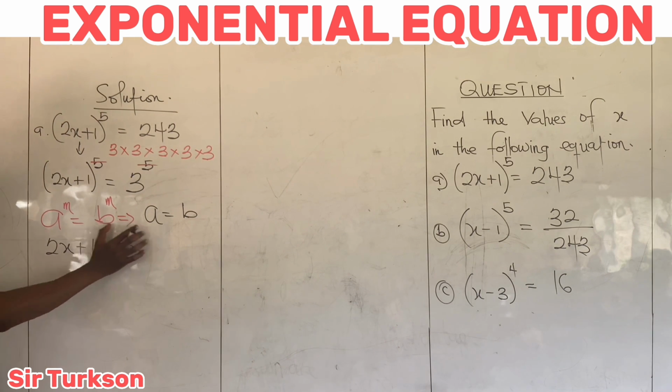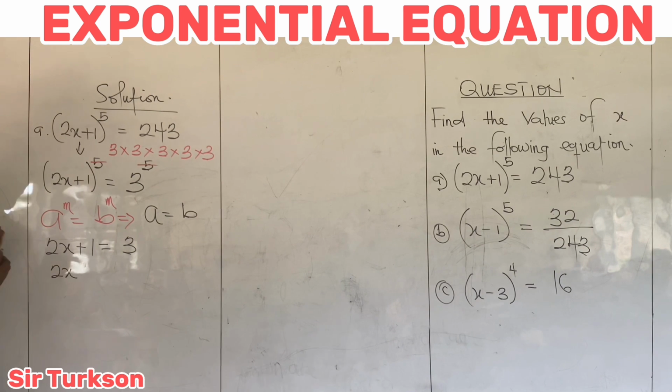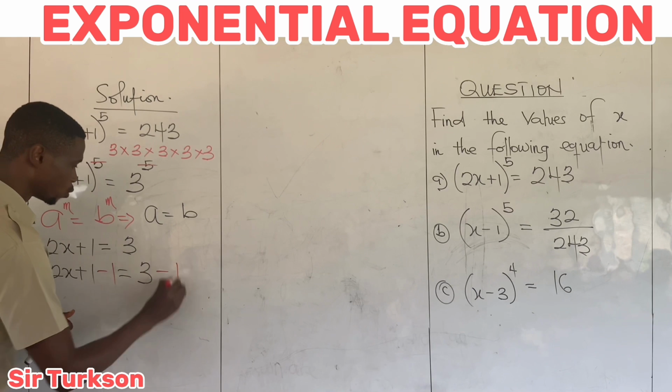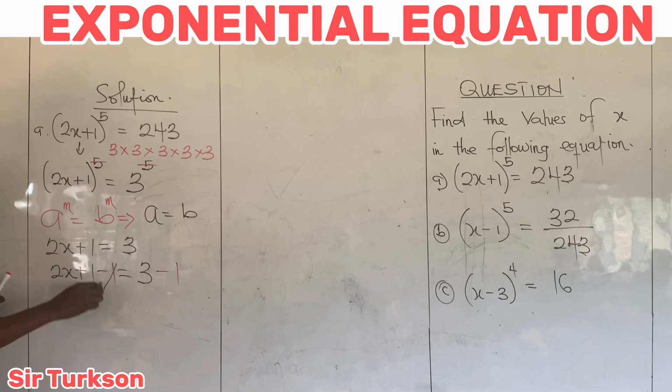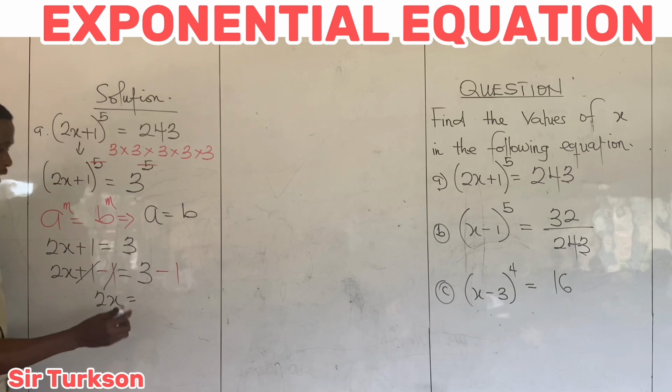So here I'm going to group items. To group items here, I need to move this 1 to this side. By doing that, I'm going to subtract 1 from both sides. So I'm going to have 2x + 1 - 1 equal to 3 - 1. We realize that the 1 minus 1 gives us 0. So we are left with 2x equal to 3 minus 1, which is 2.